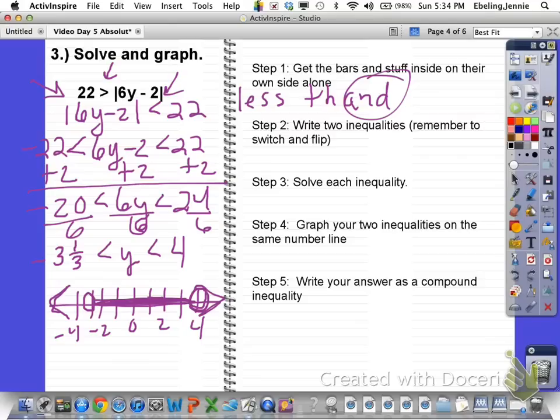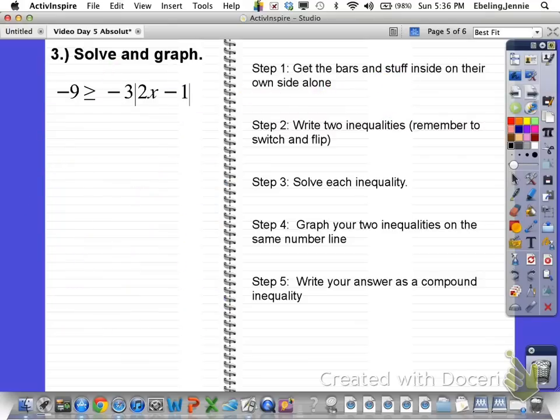Okay, we have one more example. Okay, here's my last example, number 3. Well, step 1 always says to get the bars and stuff inside on their own side all alone. First of all, I really don't like how the absolute value is on the right-hand side, so I'm going to rewrite this first. So it's negative 3 times the absolute value of 2x minus 1. Keep it pointing to the absolute value. It is negative 9. So I wanted to rewrite it so my absolute value is on the left-hand side.